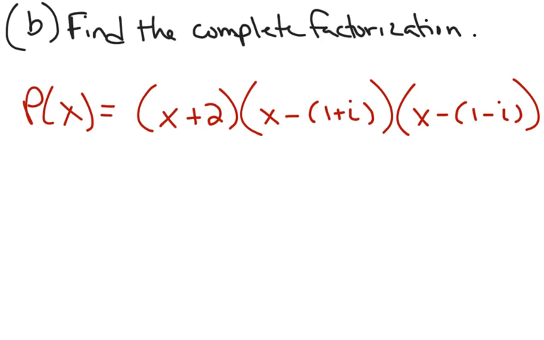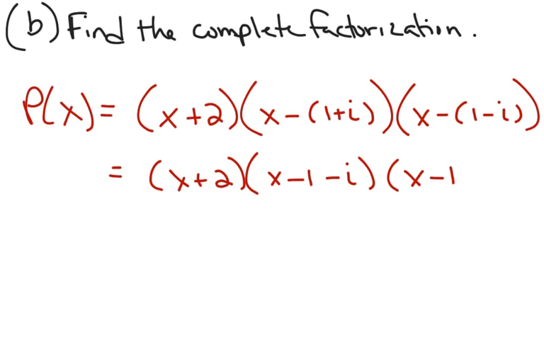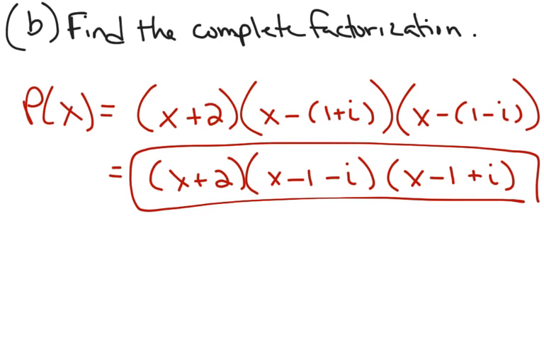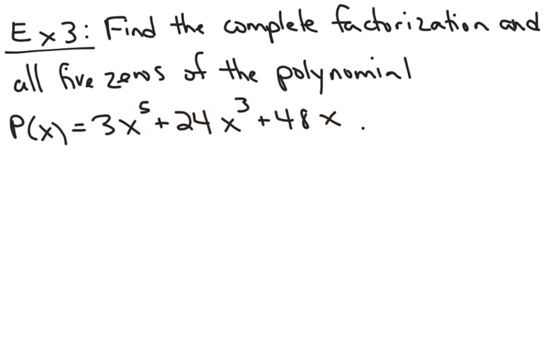I don't like those double sets of parentheses, so I'm going to make this look a little bit nicer. The first factor that has a complex number in it is going to be x minus 1 minus i. And the next one's going to be x minus 1 plus i. And this would be the complete factorization of x cubed minus 2x plus 4.